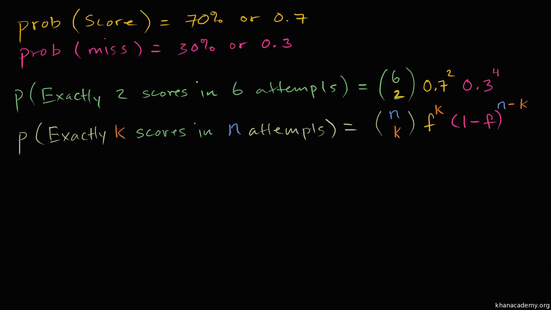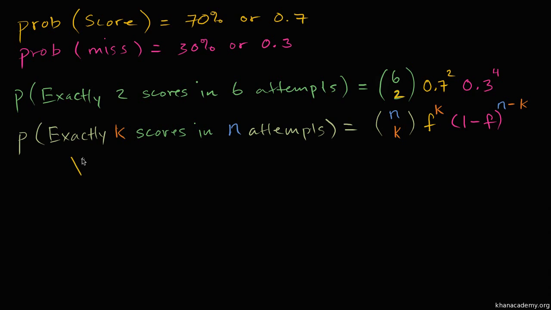Now that we've spent a couple of videos exploring a scenario where I'm taking multiple free throws and figuring out the probability of making k of the shots in 6 attempts, or in n attempts, let's actually define a random variable using this scenario and see if we can construct its probability distribution. And we'll actually see that it's a binomial distribution.